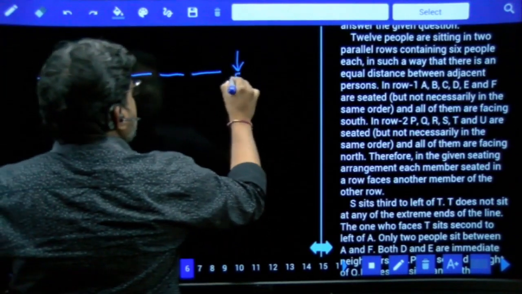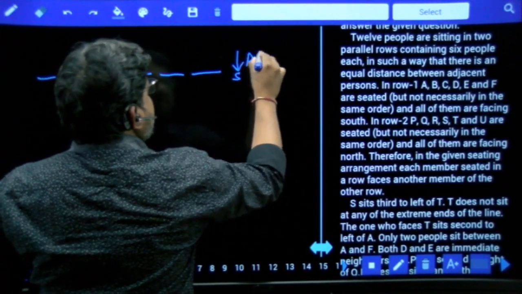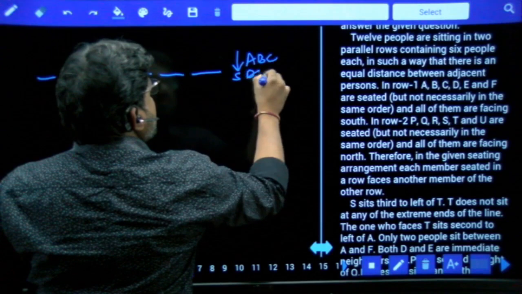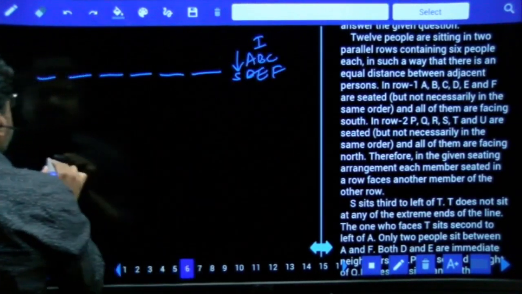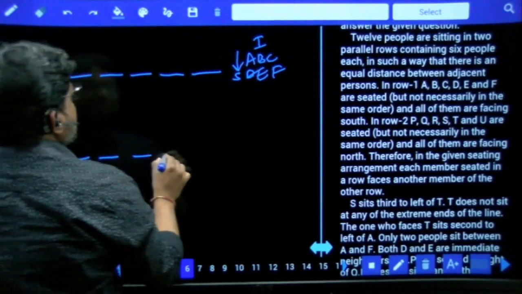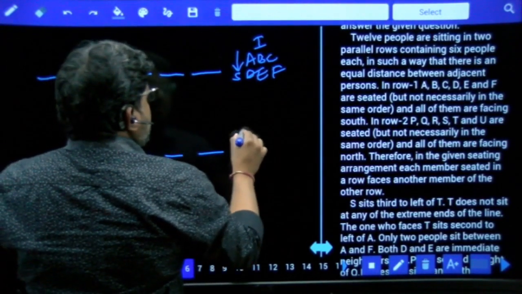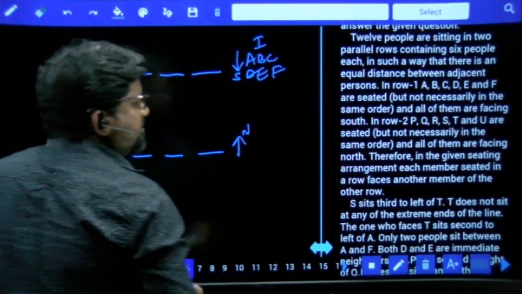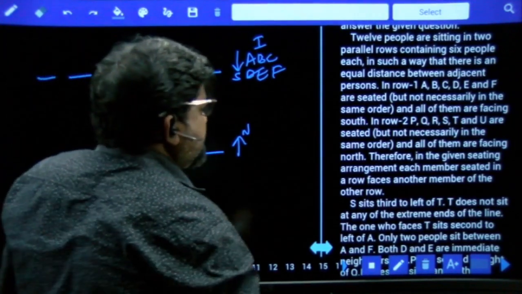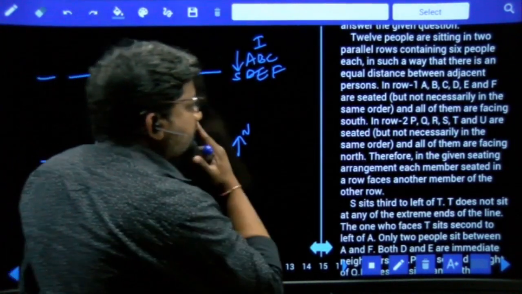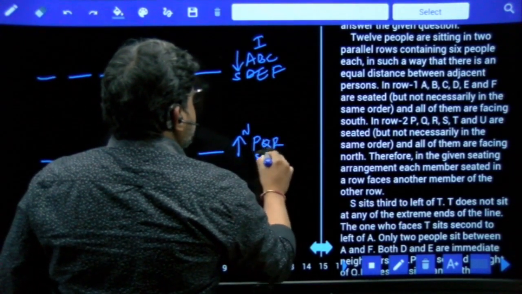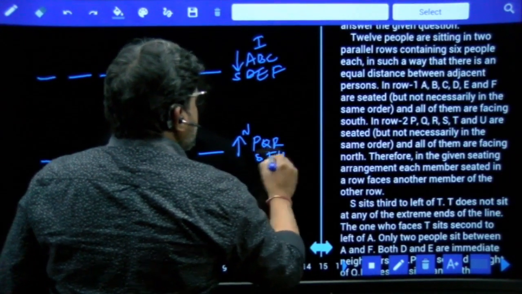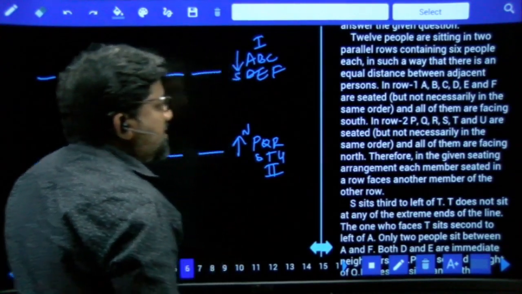South. I've been telling you many times, whenever somebody faces south, our right is their left and our left is their right. And this is north. Who are those people who are facing north? In row 2, P, Q, R, S, T, U are seated and all of them are facing north. P, Q, R, S, T, U, and this is row 2. Done. All of them are facing north.